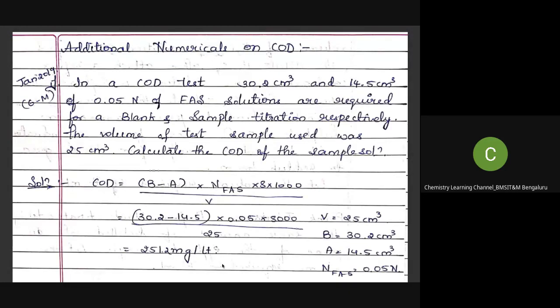And do remember that as it is just a two-step calculation and the marks are 6 marks, you have to write all the given data in detail. It will look a little bit lengthy, right? So you can write: volume of FAS required during the blank titration is so much, volume of FAS required during the back titration is so much, volume of the sample taken is so much, and normality of FAS is so much. If you write the given things in detail, it will be better because the marks are 6.